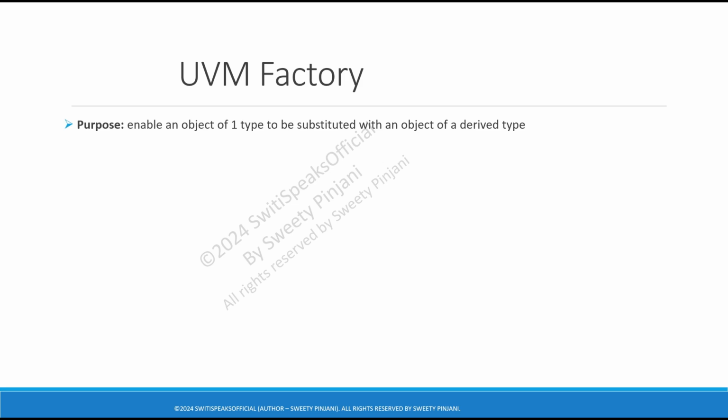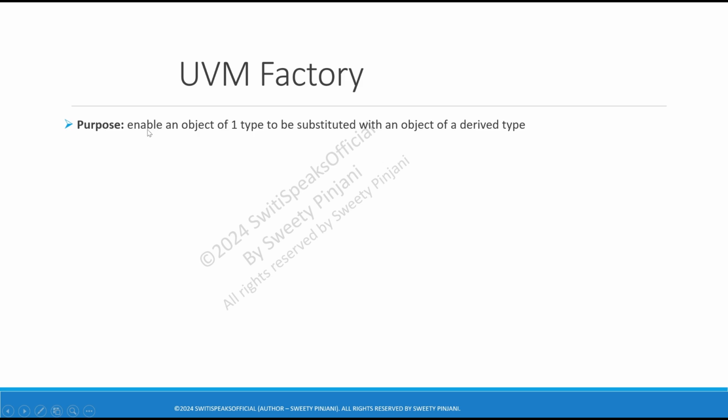Now, the important purpose of the factory is it enables an object of one type to be substituted with an object of derived type. I'll give you a simple example. UVM has a lot of inbuilt component classes. It has a lot of inbuilt object classes. For example, UVM has an inbuilt class for driver called as UVM driver. Whenever you want to create a driver, you can extend your class from the UVM driver, and whatever functionality is available in the UVM driver, that will come in your derived class. This is the main purpose.